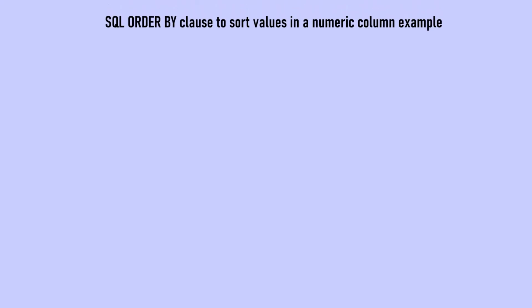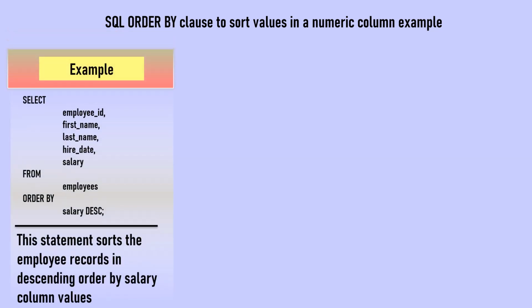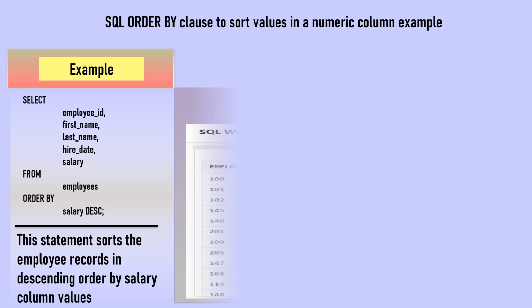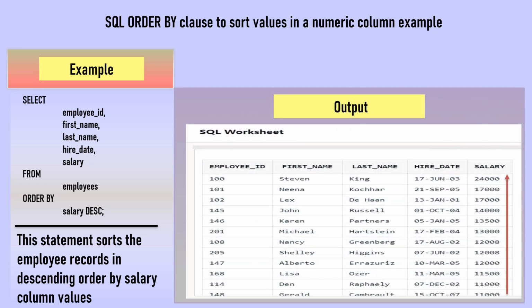SQL ORDER BY clause to sort values in a numeric column example. Select employee_id, first_name, last_name, hire_date, salary from employees order by salary DESC. This statement sorts the employee records in descending order by salary column values. Output: the resultant set of the given SQL statement, when executed in SQL worksheet, displays records from the employees table in the sorted order of the specified column as shown.